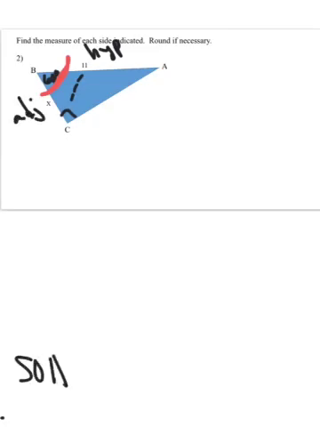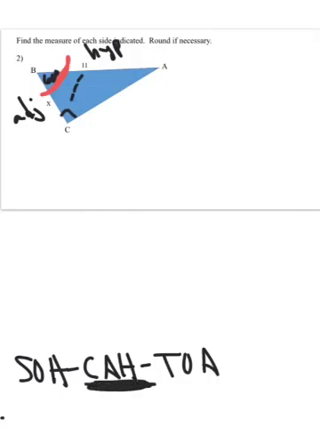So let's think about our SOHCAHTOA again. If we look at this triangle, we know the adjacent side and the hypotenuse side, which is our cosine. So we're going to set up a ratio based on cosine. We're going to have the cosine of 60 equals our adjacent side, which is X, that's what we're trying to find, over our hypotenuse, which is 11.